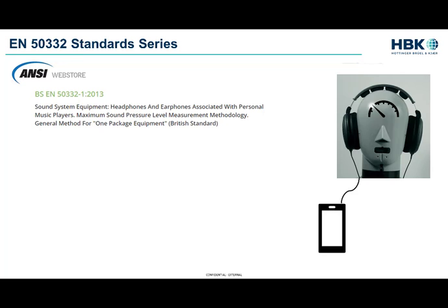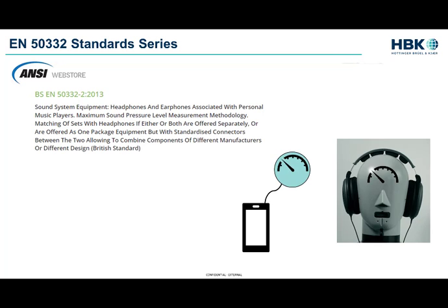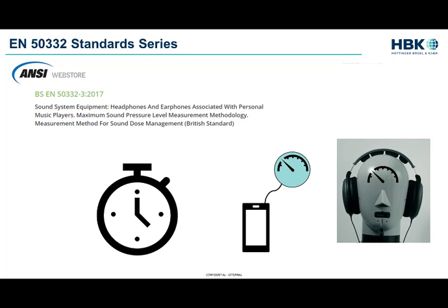50332-1 is a test method for measuring the maximum SPL output of a packaged music player, where the headphones are considered integral to the device. 50332-2 is a method for separately testing the electrical output of a music player and the output sensitivity of earphones. 50332-3 is a method for verifying the performance of sound dose management features on digital audio devices to protect users over extended usage durations.